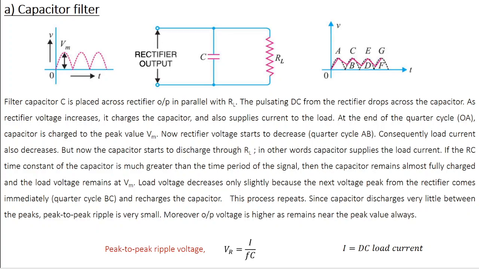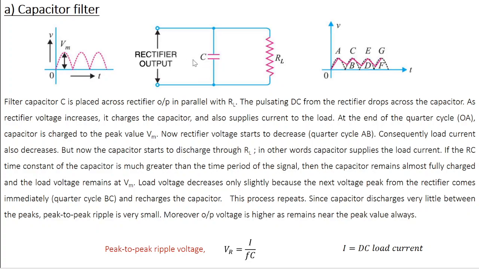First, the capacitor filter. This is the circuit diagram of a capacitor filter. You have the output of a rectifier circuit. It could be a half-wave rectifier or a full-wave rectifier. Then you have a filter capacitor C, which is placed across the rectifier output in parallel with the load resistance RL.